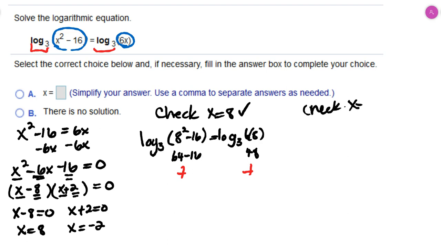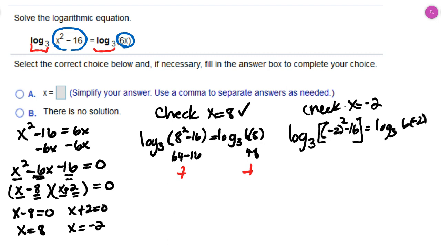Let's check x equals negative 2. Log base 3 of negative 2 squared minus 16 and log base 3 of 6 times negative 2. So this gives me 4 minus 16. That's going to come out to be a negative, and you cannot take the log of a negative. It's undefined. So we're going to have to throw away that answer. So the only solution is going to be 8. x equals 8.